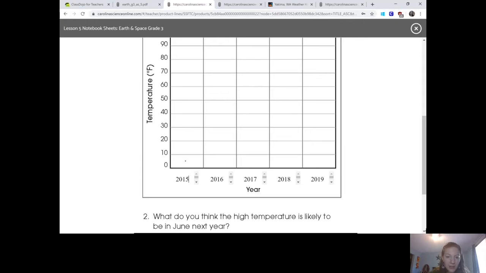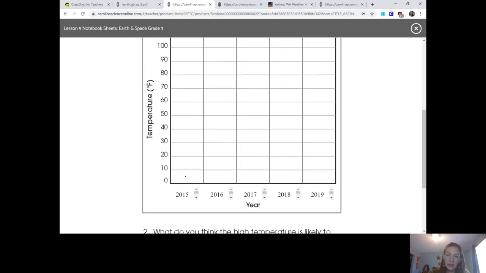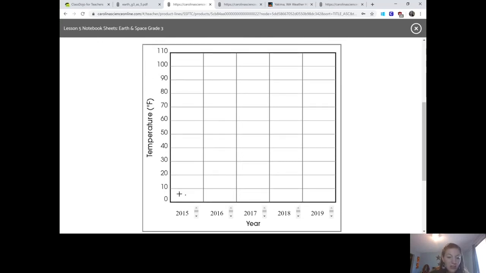Okay, so the high temperature in June of 2015. So we go to June 2015, high. So that was 107. If you look, it's at 107. So on the side right here is temperature in degrees Fahrenheit. And we're in the United States, so we just use Fahrenheit for everything. Kind of assume it is, unless it says C for Celsius.